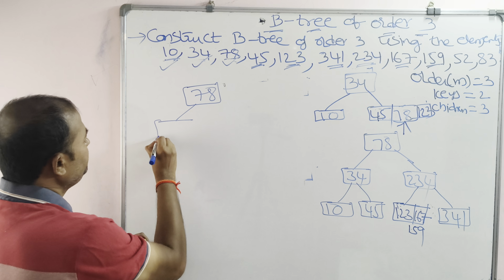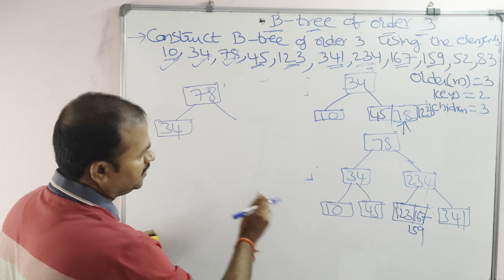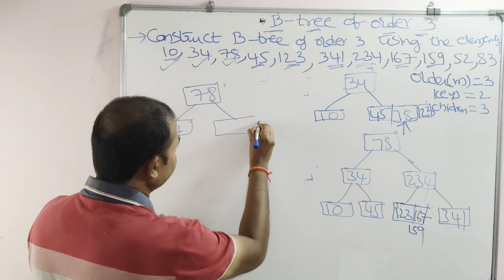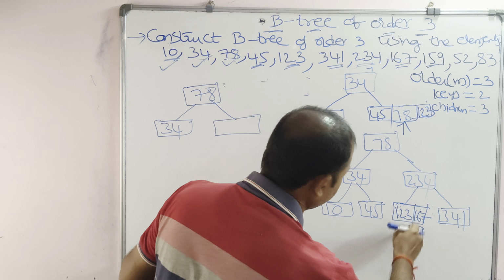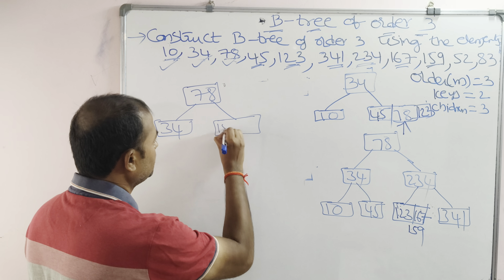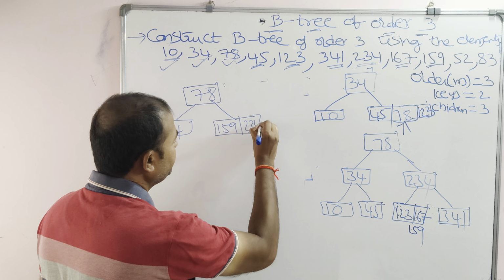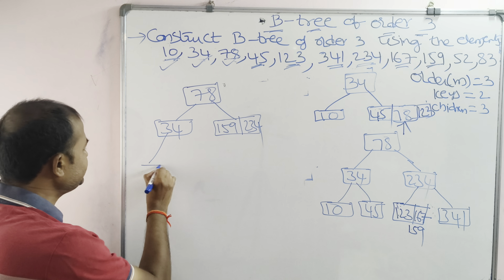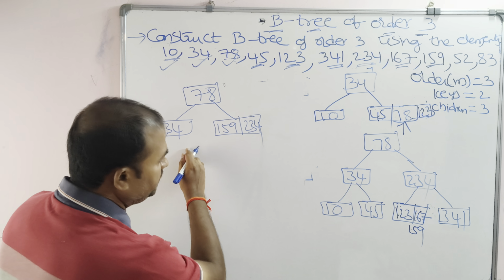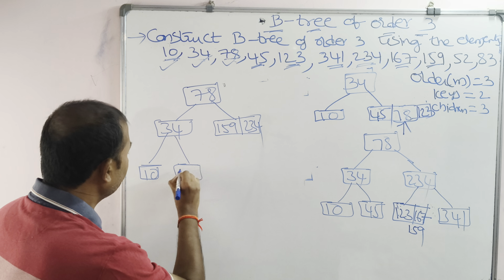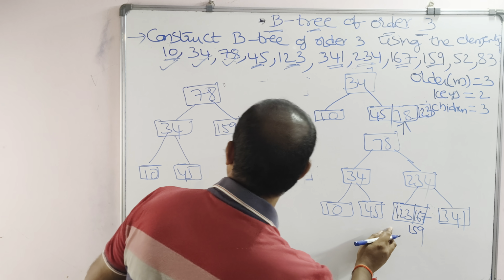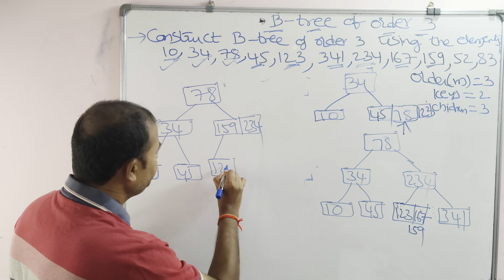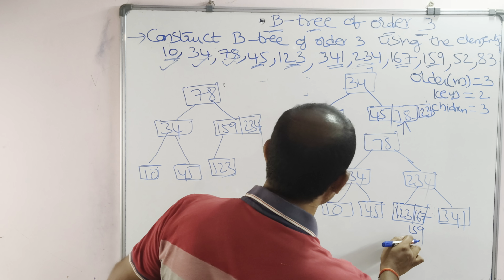Next, 34 is less than 78. Next, we are pushing this element up. So we have to arrange in ascending order, sorted order. So 159, 234. It will become the parent node. Next, 10 is less than 34. Next, 45 is greater than 34. Next, 123 is greater than 78, but 123 is less than 159. Next, 159 is pushed up.